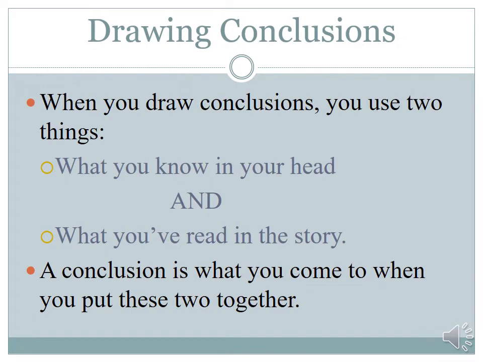So when you draw conclusions, you use two things. First, what you know in your head, and second, what you read in the story. A conclusion is what you come to when you put these two together. So what is that again? First, what you know in your head. So it's just what you know in your head and what you have read in the story.